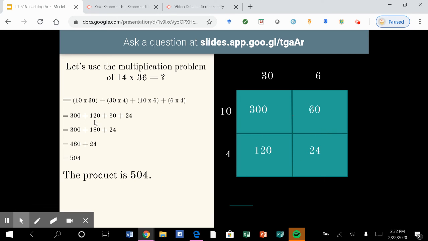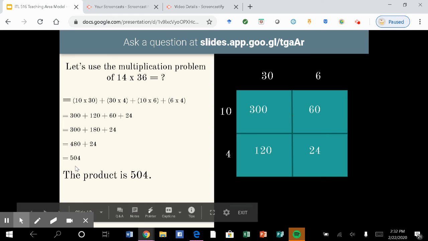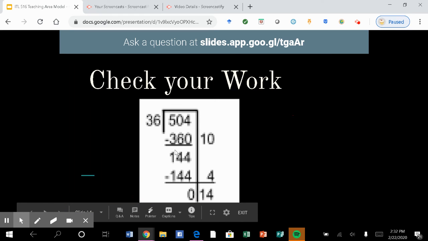So we know 120 plus 60 is 180. Then we're going to add 300 plus 180, which is 480. 480 plus 24, according to the standard addition algorithm, is 504. And once again, we will check our work with division.